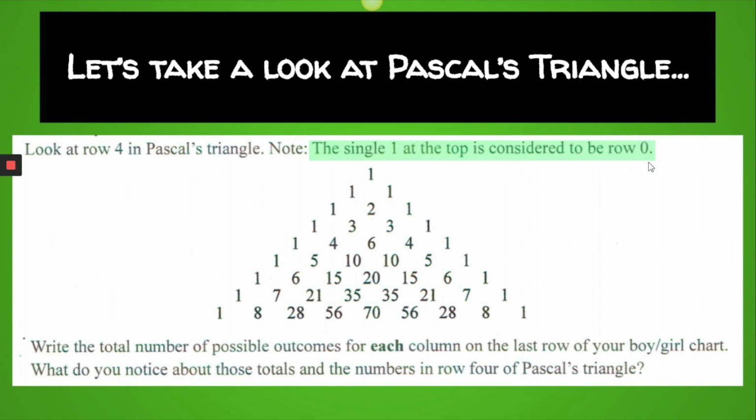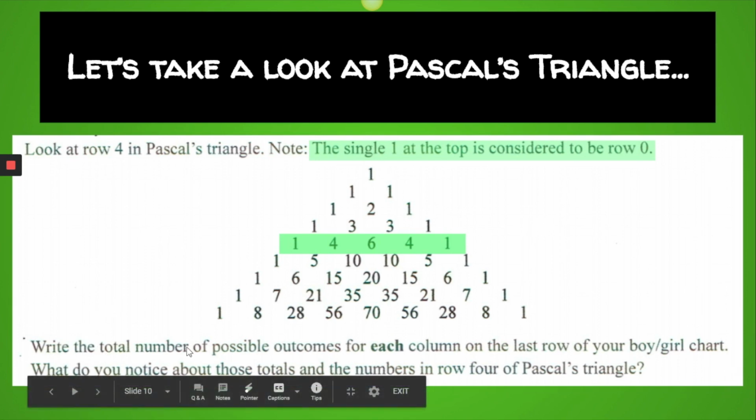to be row 0. So when it tells you to look for row 4, you will not start counting here. Instead, you'll start counting here, 1, 2, 3, and then row 4. So this is row 4 in Pascal's triangle. So write the total number of possible outcomes for each column on the last row of your boy-girl chart. And then what do you notice about those totals and the number in row 4 of Pascal's triangle?